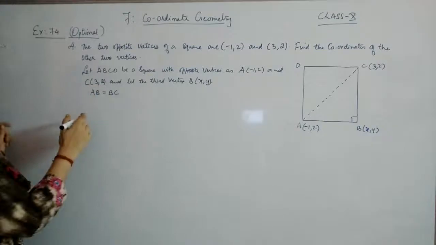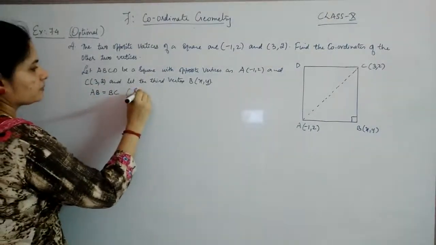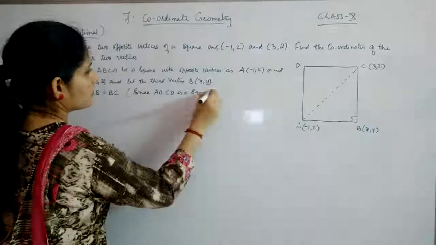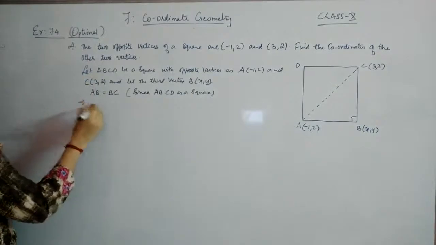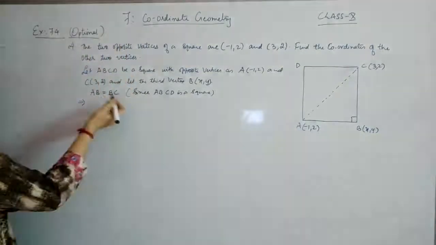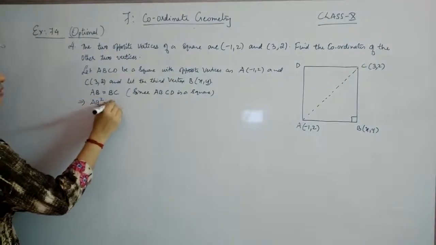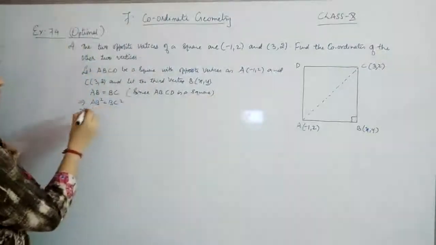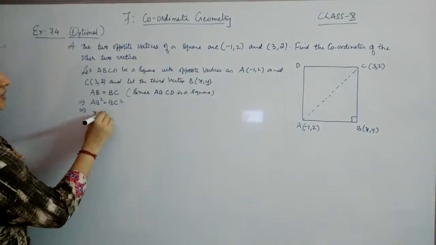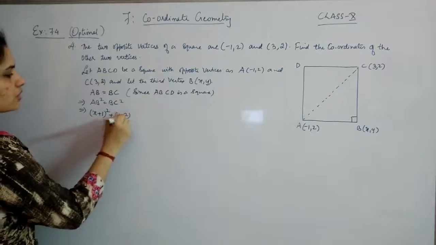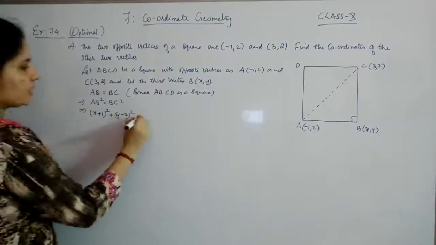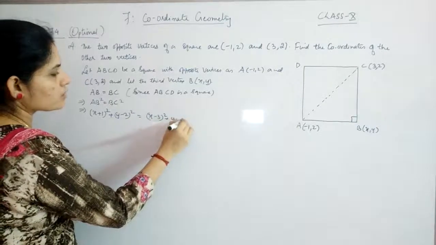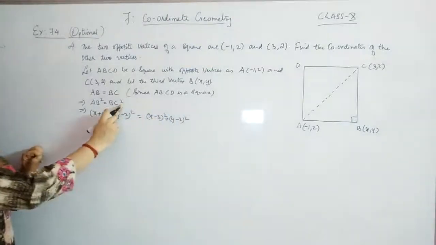Okay, so let's start with AB equal to BC. Since ABCD is a square, that is the reason for taking this AB equal to BC. What is AB? AB equal to BC will imply that AB square is also equal to BC square. So squaring both sides, the root will get removed, and you will get x minus of minus 1, which is x plus 1 the whole square, plus y minus 2 the whole square. That is your AB square, equal to BC square, which gives x minus 3 the whole square plus y minus 2 the whole square. Again the root will go because you have taken BC square here.